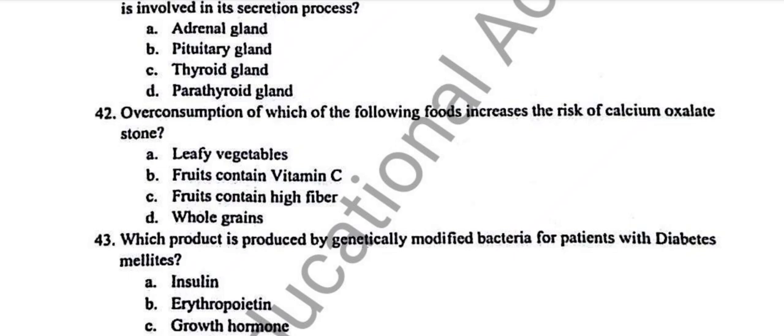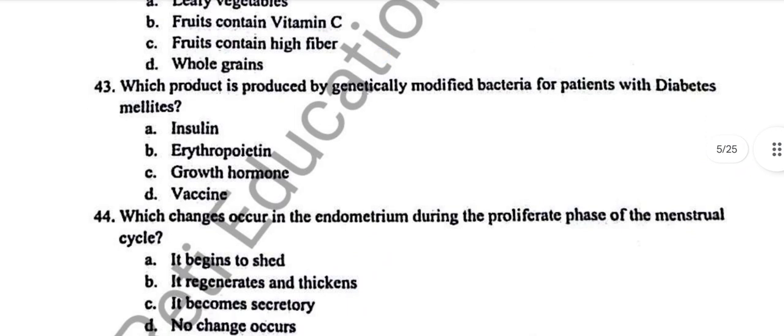Fruits containing vitamin C. Excess vitamin C can be metabolized into oxalate, increasing calcium oxalate stone risk. Leafy vegetables, some contain oxalate, but the best answer here is excess vitamin C. High fiber fruits, fiber generally lowers stone risk. Whole grains, not a common cause.